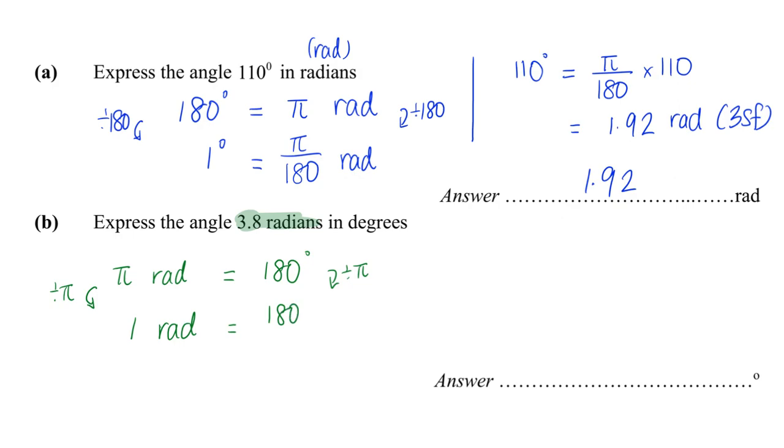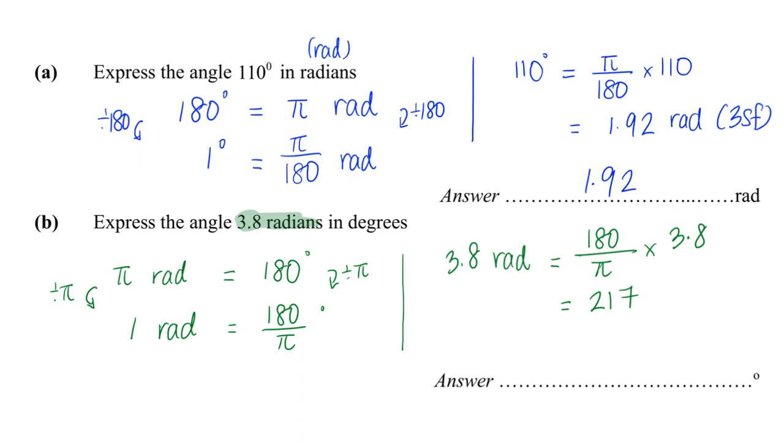So you will see 180 over pi degrees. And then, in order to find 3.8 radians, I just need to multiply by 3.8. And this will give me 217.7 degrees to 1 decimal place.